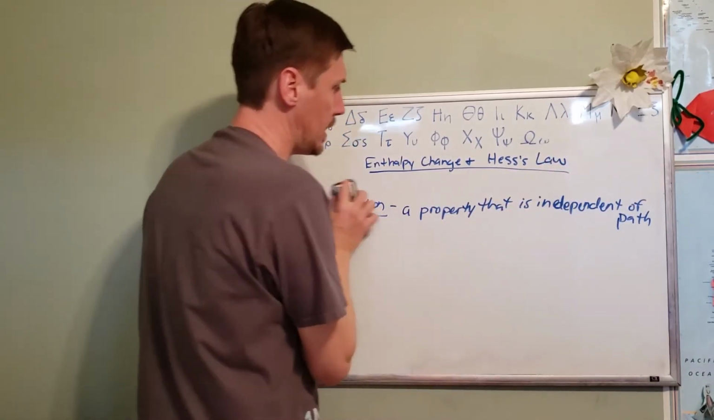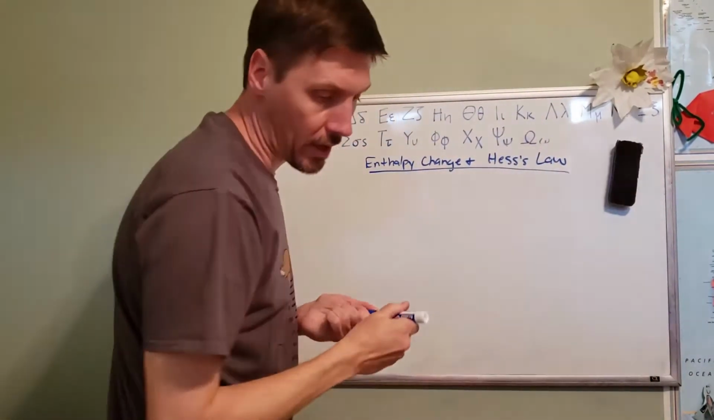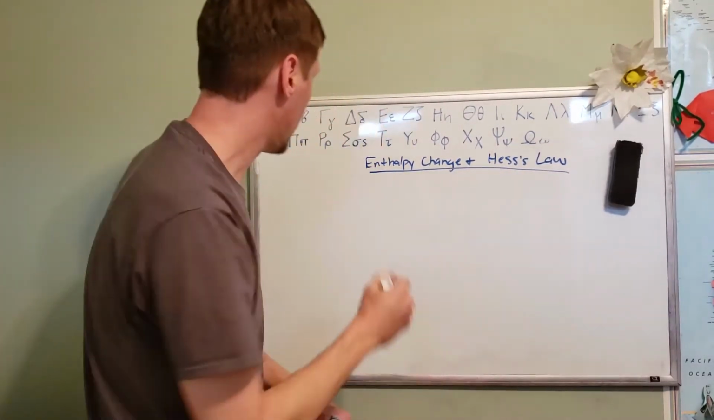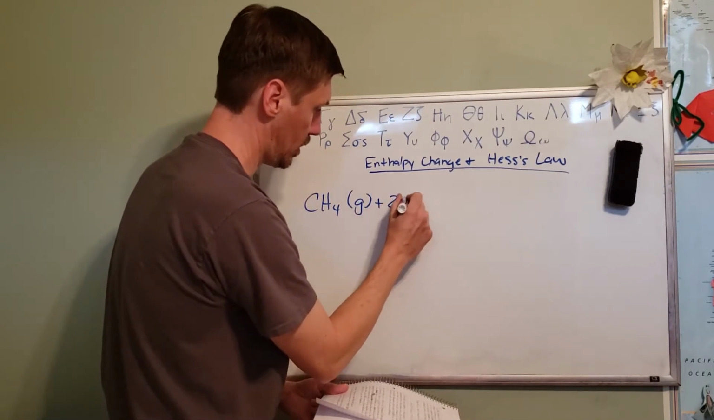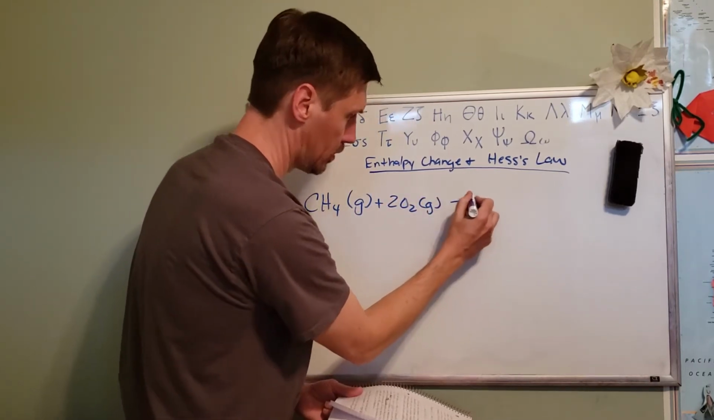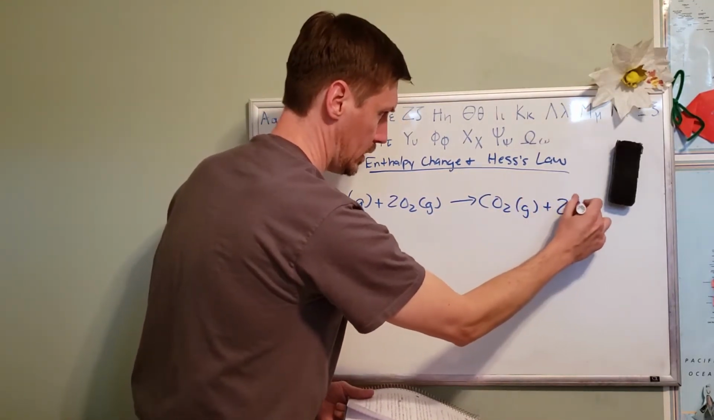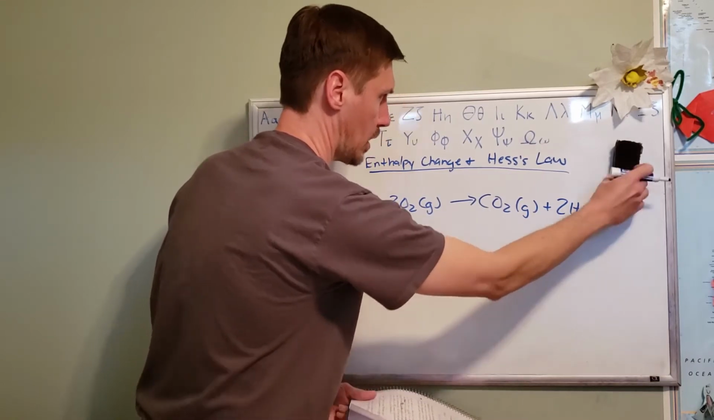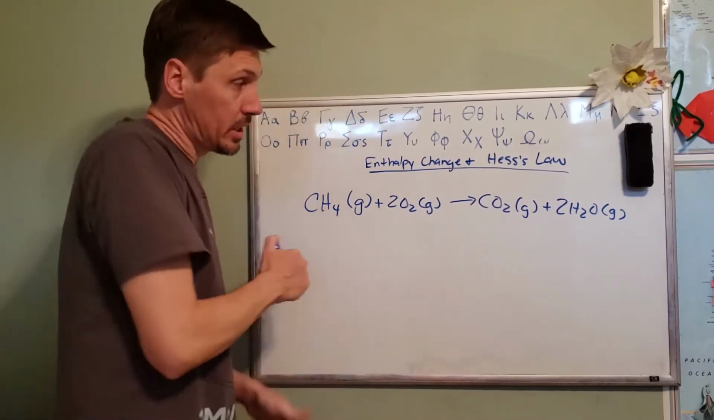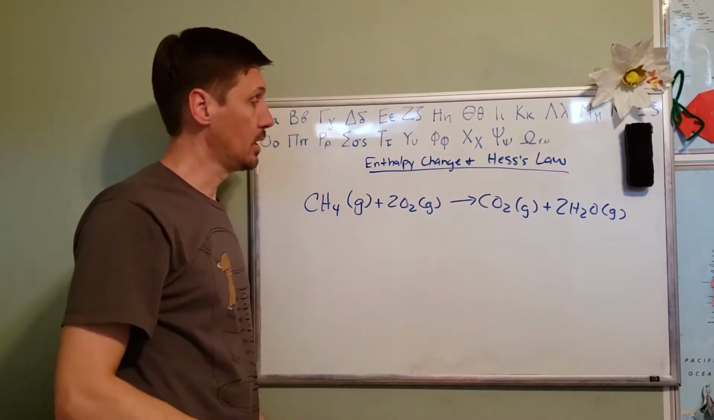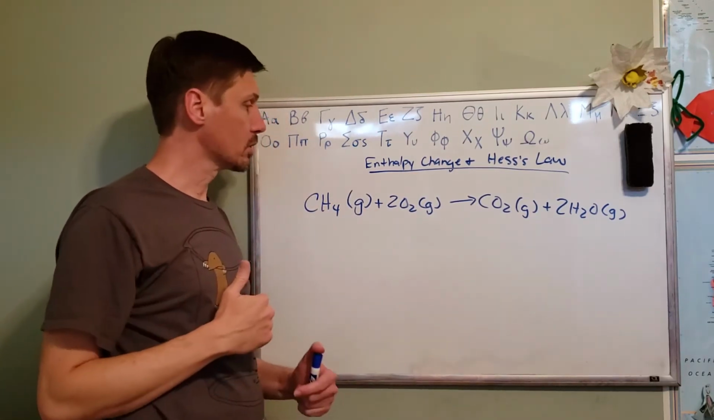So let's look at a particular reaction: the combustion of methane. Write this down: that's CH4 as a gas plus 2O2 as a gas yields CO2 as a gas plus 2H2O as a gas. So here's our reaction for the combustion of methane. And so we could just have this reaction exactly like it's listed here, and we could calculate the change in H, or we could take a few extra steps.